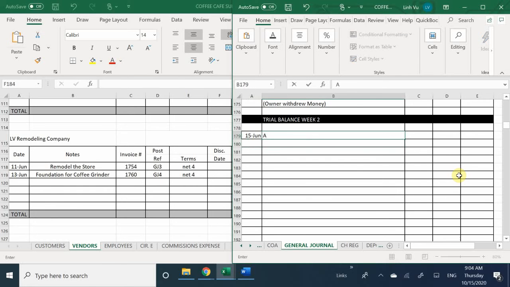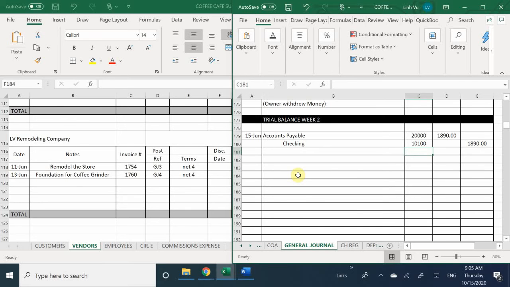And then we're going to credit our checking. Good. What account number is accounts payable? I believe it's 20,000. And checking? 10,100. All right. What do I do now?